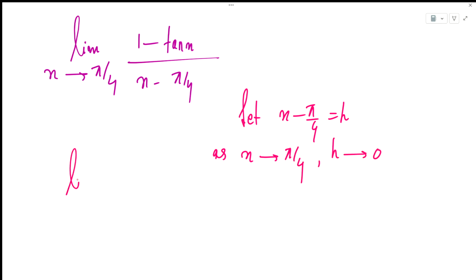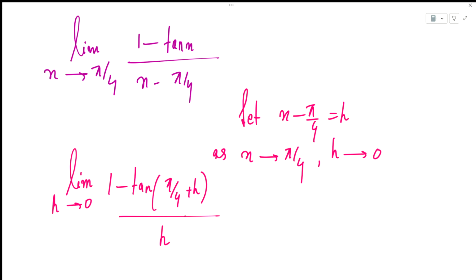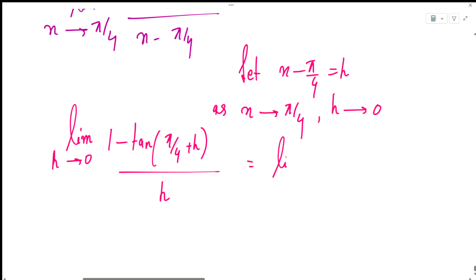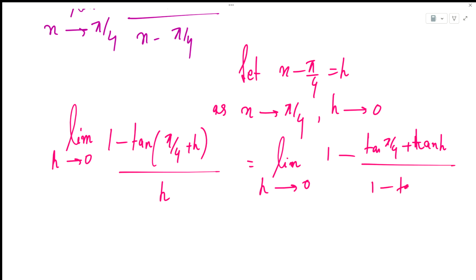So my limit will become limit h tends to 0, 1 minus tan of, in place of x I'll write pi by 4 plus h. On the bottom it is simply h. Now we will have to apply the tan a plus b formula over here. So this will be 1 minus tan of pi by 4 plus tan h, upon 1 minus tan of pi by 4 tan h. On the bottom I simply have h.